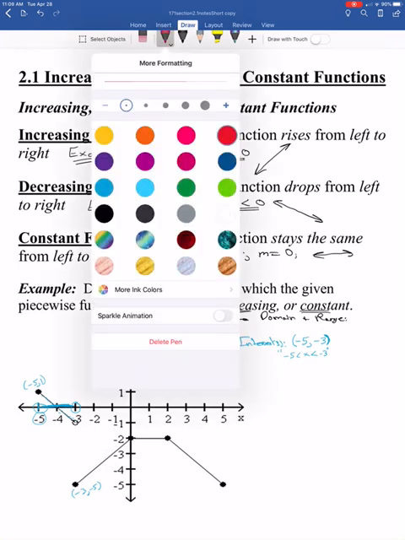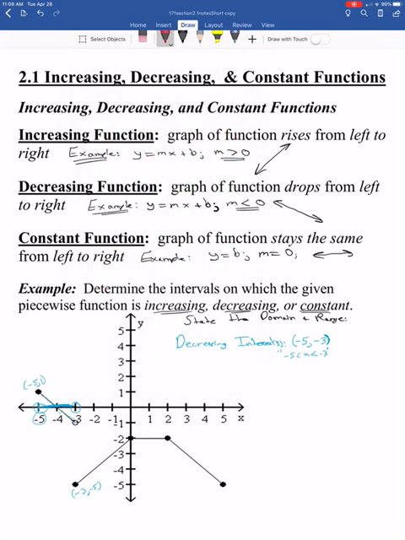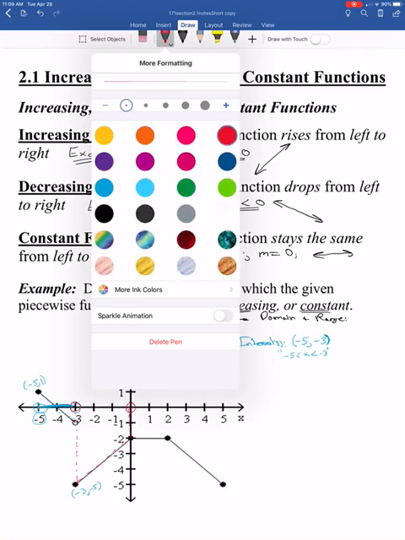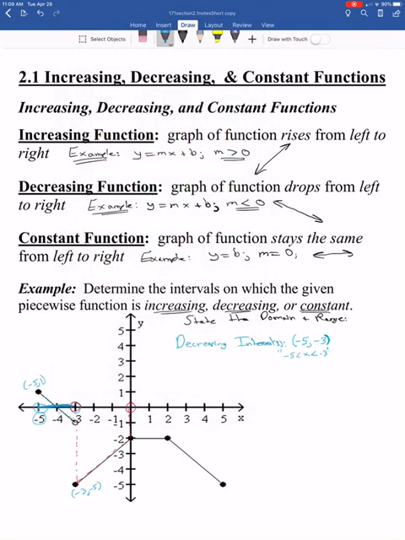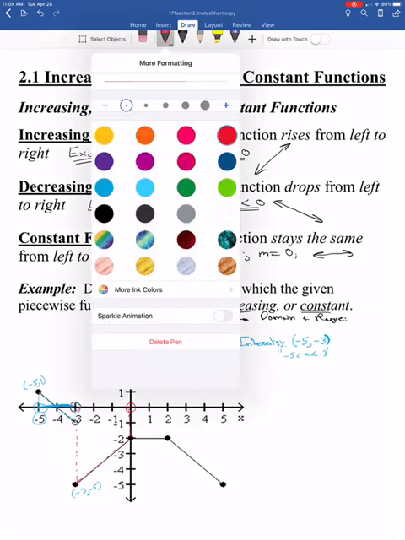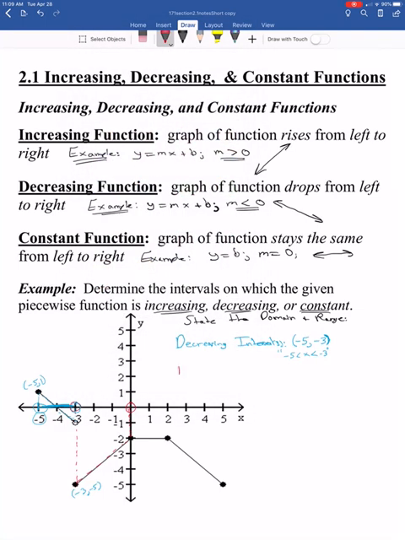Well, now our graph starts to rise from left to right, starts to increase in value. So let's go ahead and look at that. Let's see where we are on the x-axis as far as where we increase in value. Again, we've already observed where we're decreasing between -5 and -3. Well, now we're going up, we're increasing. So we'll put it in red here in a different color.